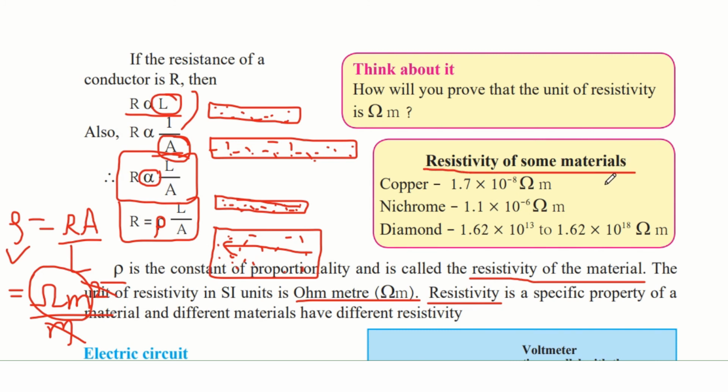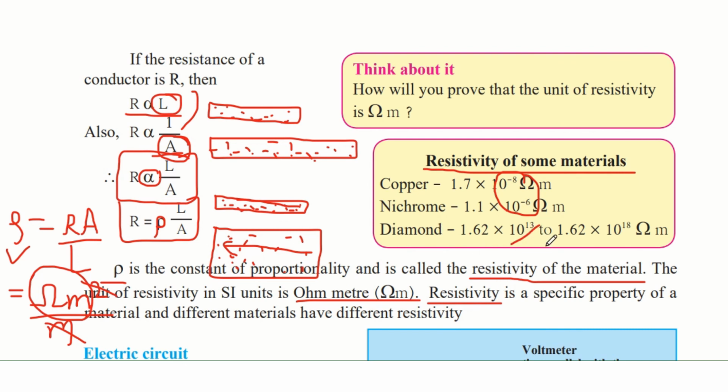These have already been found by scientists. Copper has a resistivity of 1.7 into 10 raised to minus 8 ohm meter. Nichrome has a resistivity of 1.1 into 10 raised to minus 6 ohm meter, and diamond has a resistivity of 1.62 into 10 raised to 13 to 1.62 into 10 raised to 18 ohm meter. Here you see the resistivity of copper and nichrome is very low because it has 10 raised to minus 8 and minus 6. But diamond has 10 raised to 13.